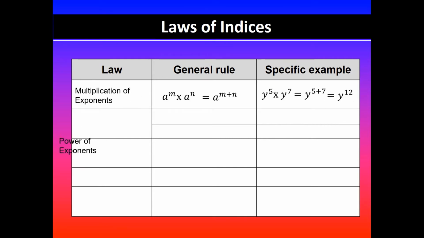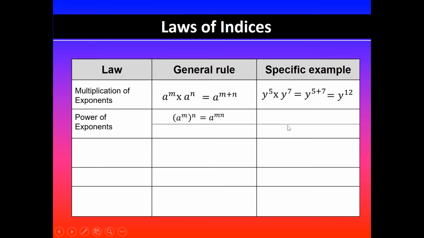Second one, power of exponents. In general, if you're given a to the power of m raised to the power of n, this in simplest form will be written as a to the power of m times n. So in this case we multiply the powers.